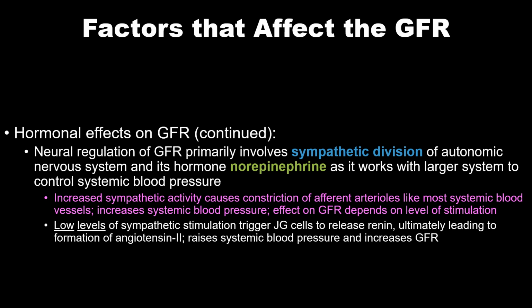If the level of sympathetic stimulation is low, let's say you're mildly exercising, or you're walking or jogging, sympathetic neurons are going to trigger those juxtaglomerular cells to release renin. The renin leads to the low-level formation of angiotensin 2, which in turn raises systemic blood pressure, maintaining GFR. If you think about it, this makes sense. Your body has no need to decrease the GFR if you're going for a jog or if you're nervous about a test.